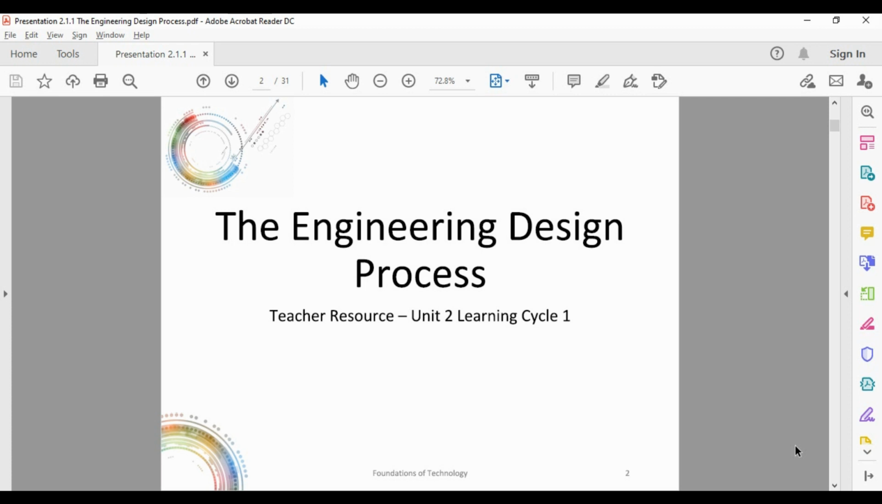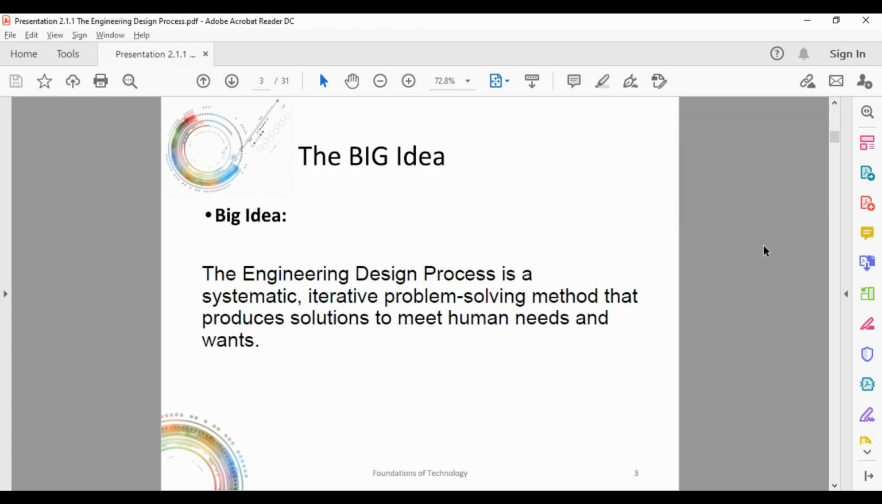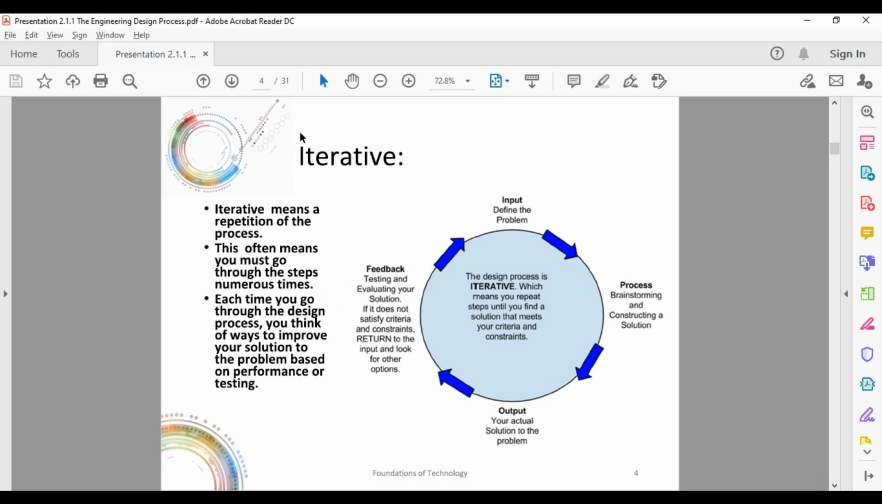We are talking about the engineering design process, or EDP. The big idea is that the EDP is a systematic and iterative problem-solving method. And so the fact of that means that we're going to be repeating what we do a lot. So just, what do we mean by iterative? It's repetition of a process.